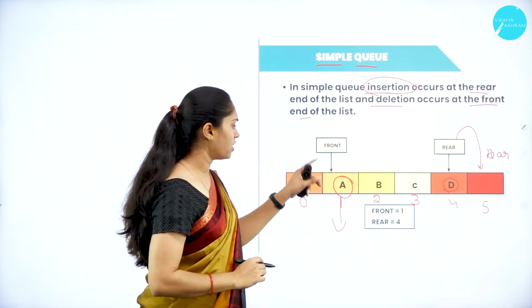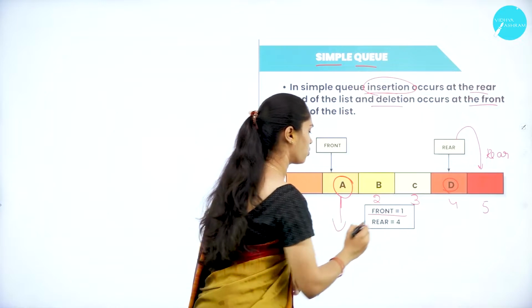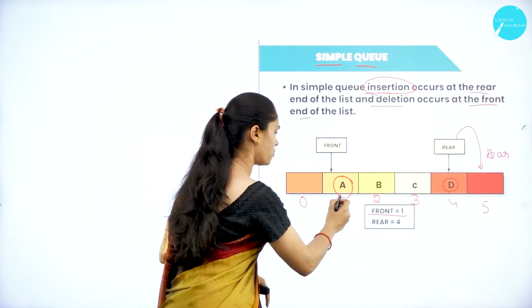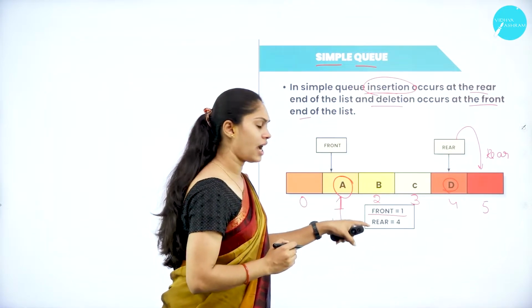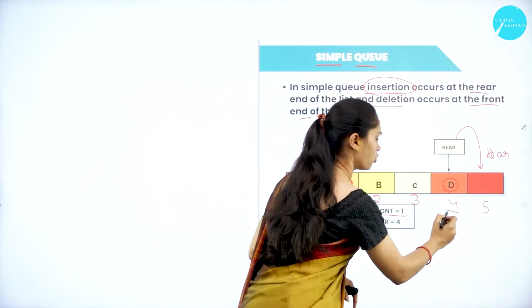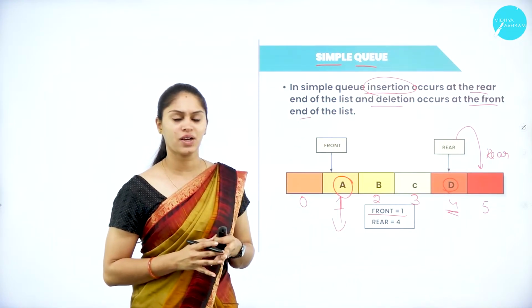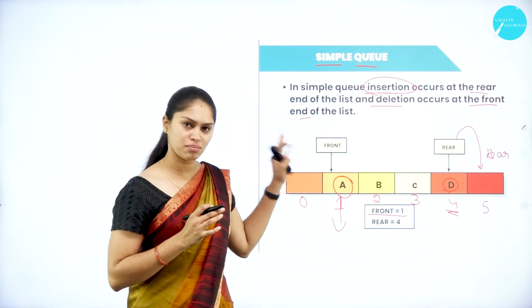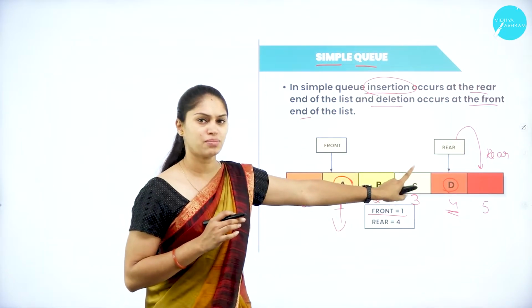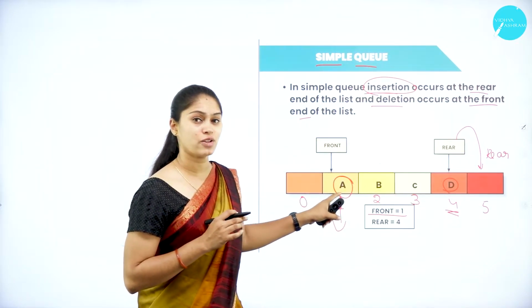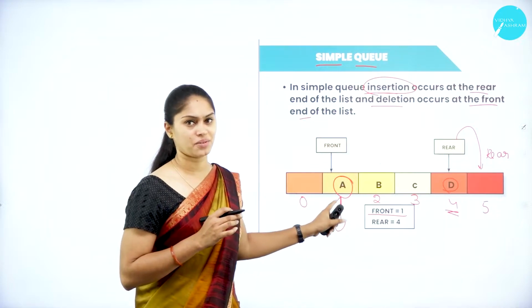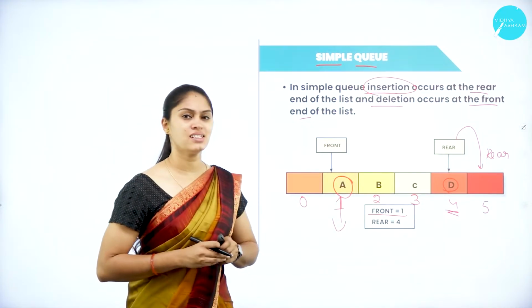Okay, so here what it is indicating, front is equal to 1. What is the location of this front? That is 1 here, and rear end is this 4. Location is 4. Okay, so in a simple queue, insertion will take place at the rear end and deletion will take place at the front end. Okay, so this is regarding simple queue.